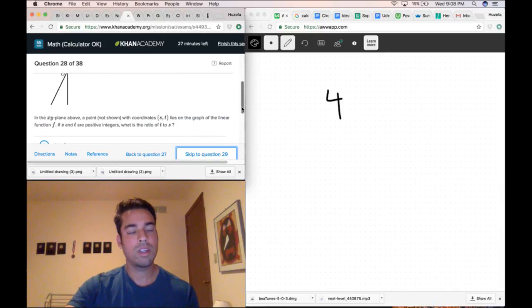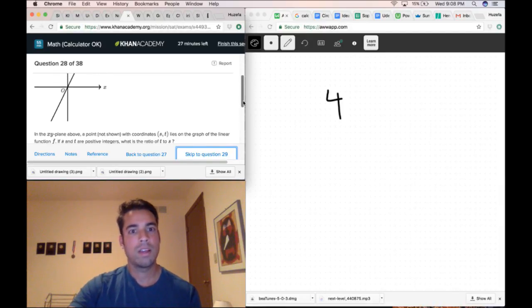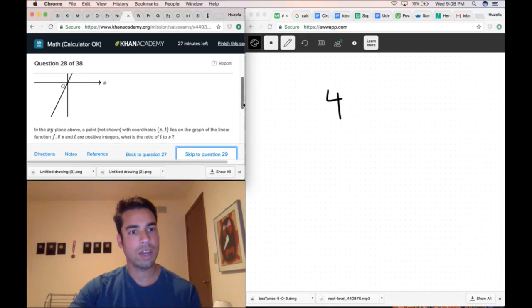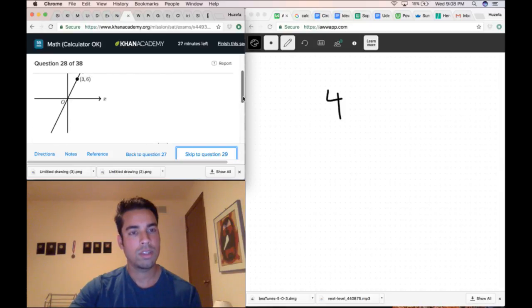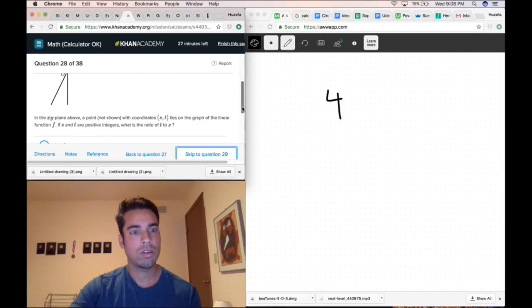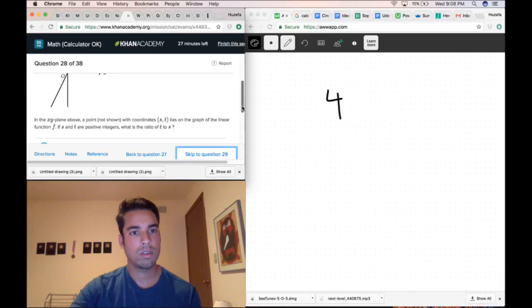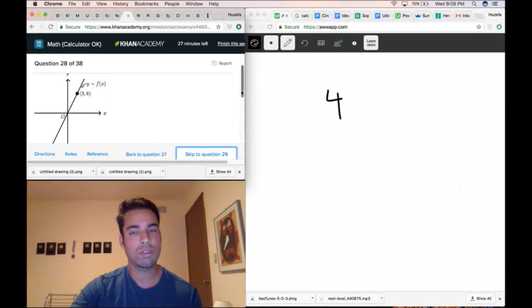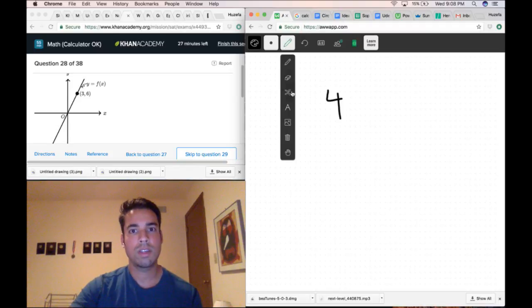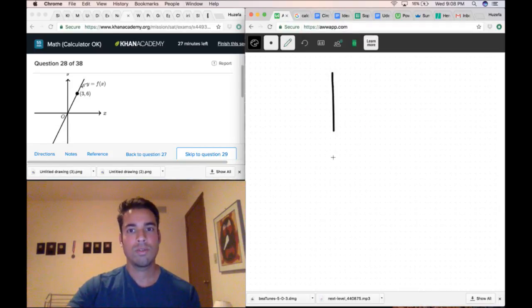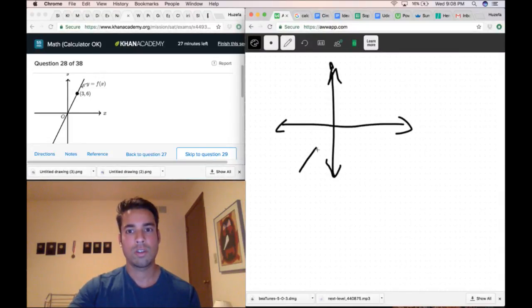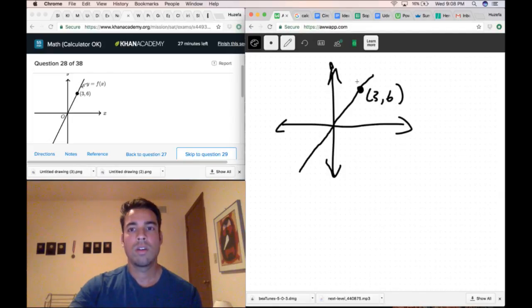In the xy plane above, a point not shown with coordinates s, t lies on the graph of the linear function f. If s and t are positive integers, what is the ratio of t to s? So s and t are both positive, so it's in that first quadrant. What they're basically saying is we've got this and this. Here's our line. Here's 3, 6. It's got a constant slope, right? And then this is some other point, where here's s, t.